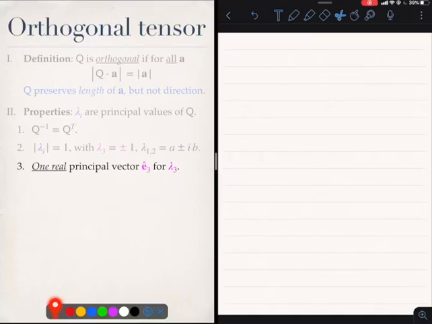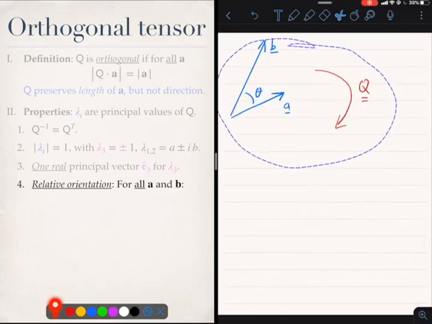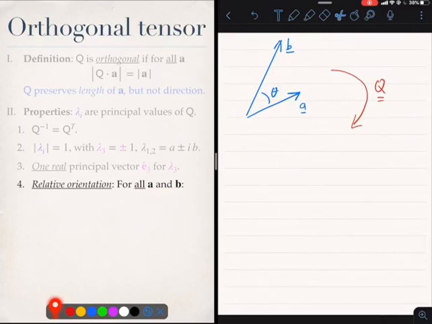So after discussing an orthogonal tensor's principal vectors and principal values, let's talk about what an orthogonal tensor does to the relative orientation of any two given vectors. Let's put down two vectors. Here is a vector A and a B, and the angle between them is theta, and we are operating on these two vectors by the tensor Q, which is orthogonal.